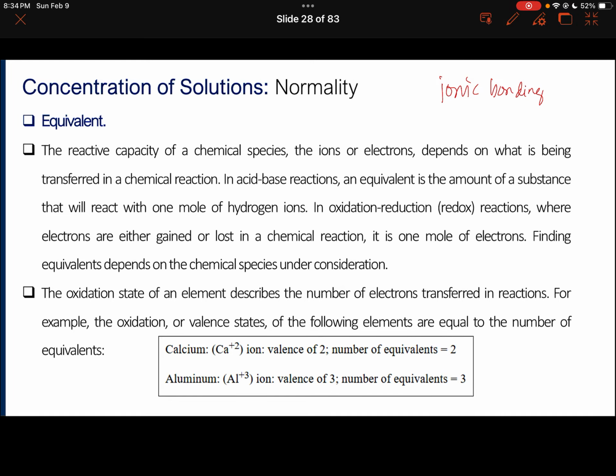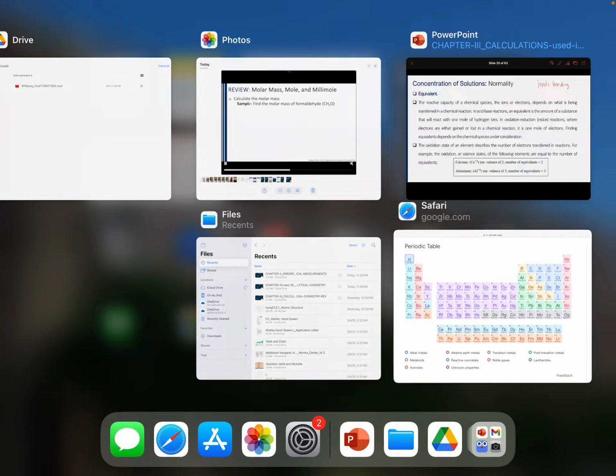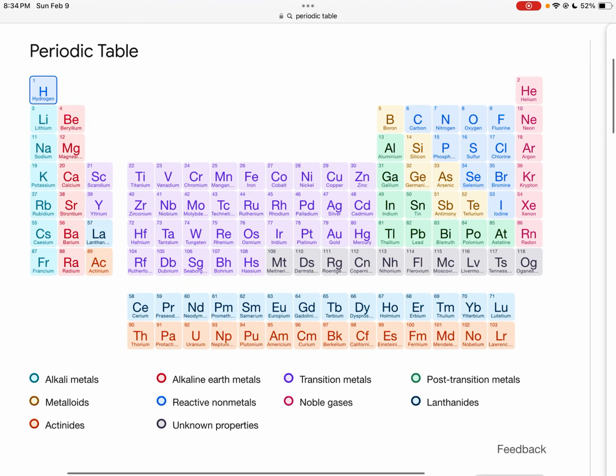Okay, so again, if we have a periodic table, this is for ionic bonding. Let us remember the oxidation numbers for the metals. For hydrogen, lithium, sodium, potassium, and down to francium, they have positive 1 oxidation numbers. For beryllium, magnesium, calcium, strontium, barium, and radium, positive 2. And then there is the boron group: boron, aluminum, gallium, indium, positive 3.